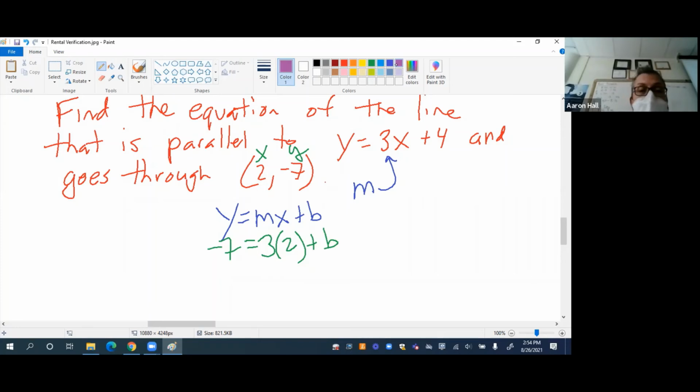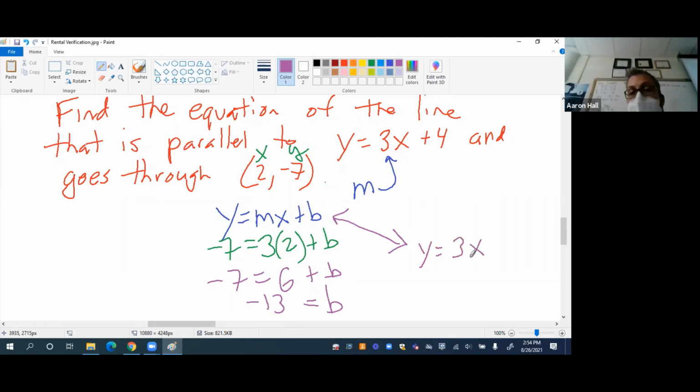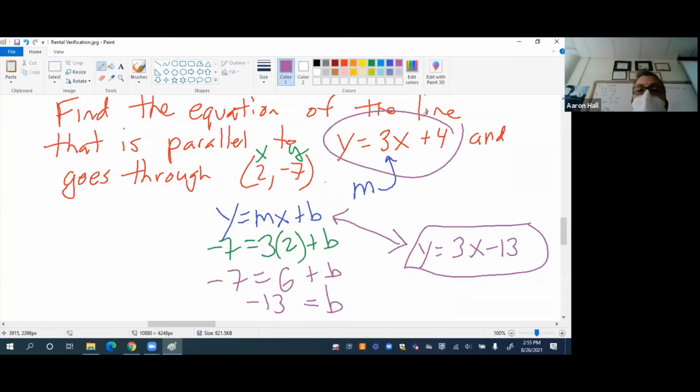Okay, so this gives me -7 equals 6 plus b. So what does b equal? -13. So what's my equation? 3x minus 13. Yeah, there you go. That's parallel to this equation and goes to this point. Super important, because we're going to be doing the same thing, but with calculus.